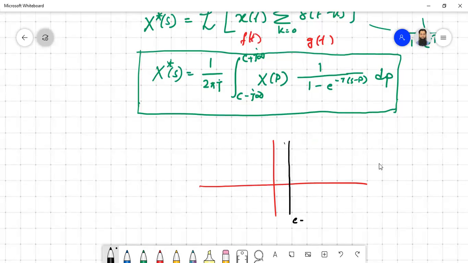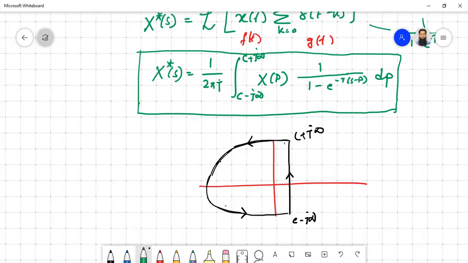So this is c minus j infinity, and this is c plus j infinity. To take help of the contour integral, or the residue theorem, what you can do is, this is the direction, then we can take an infinite semicircle, either in the left half plane, which is counterclockwise, or an infinite semicircle in the right half plane. So the right half plane is basically clockwise.